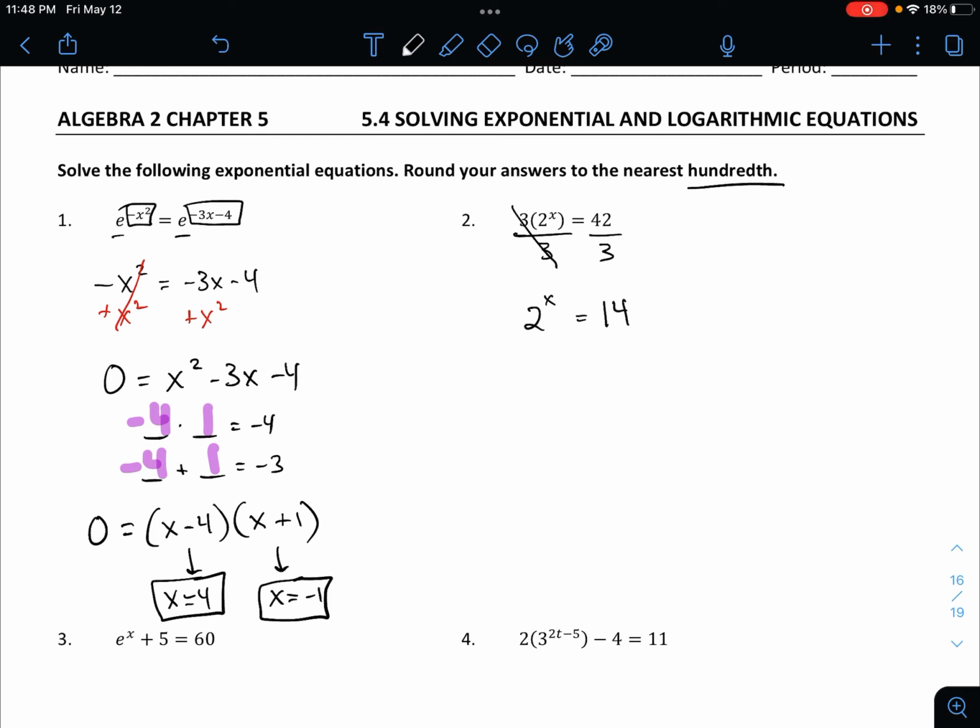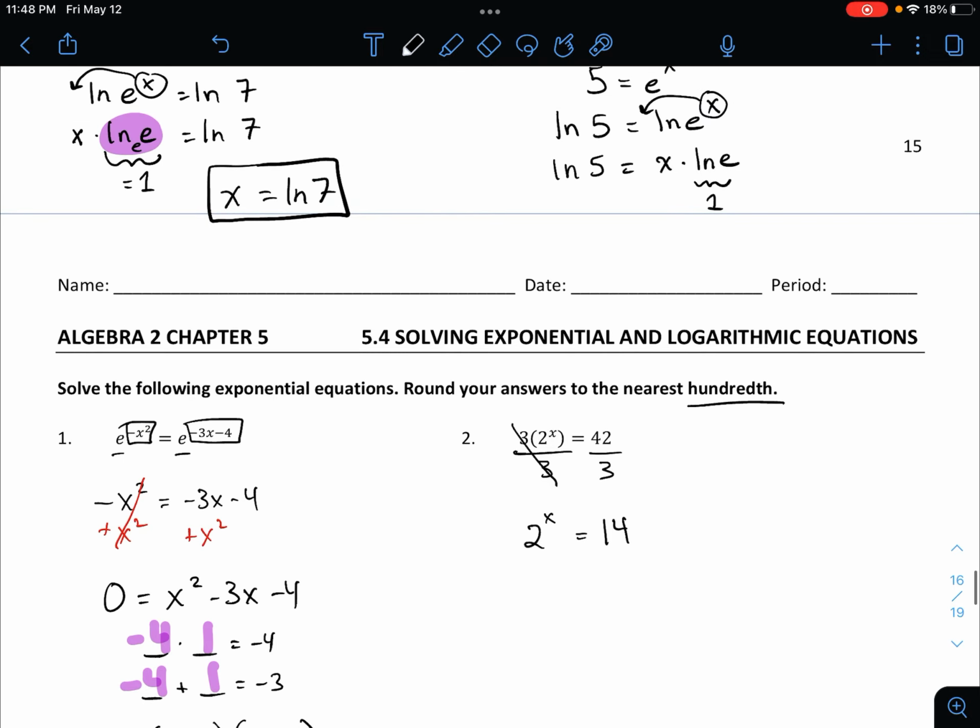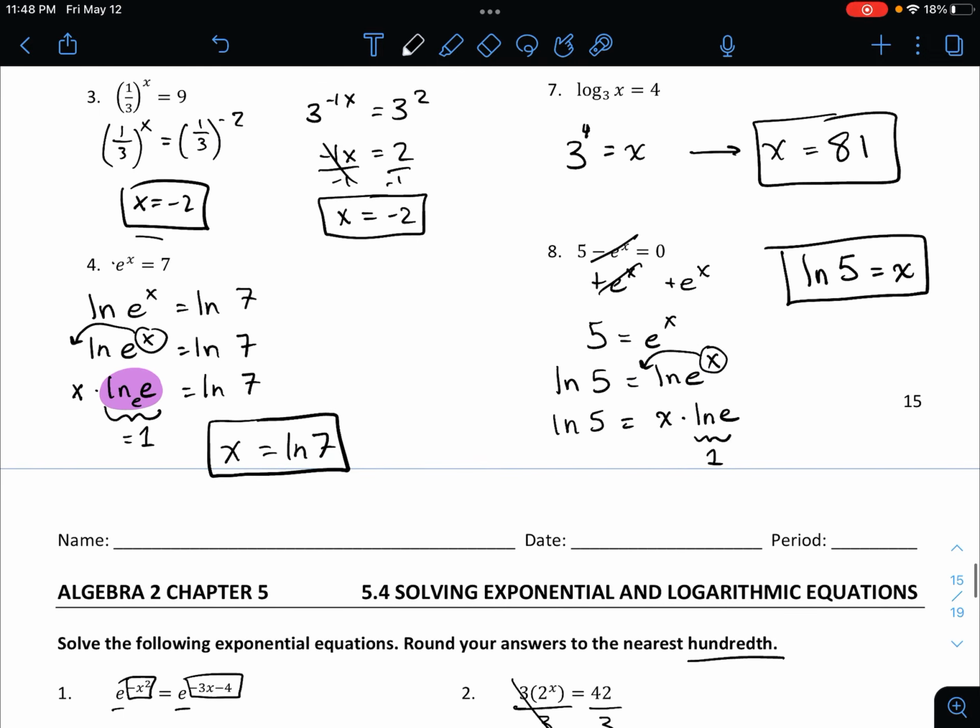I still have to figure out how to get rid of that base of 2 though, right? This is where we think about problems like number 4. In problem number 4, we said if I take the natural log, that's going to make the natural log of e equal to 1, and it will basically go away, giving me the letter x, because 1 times x is x.